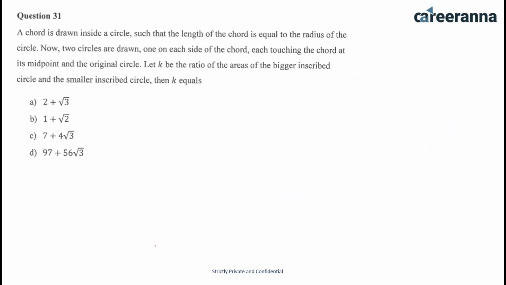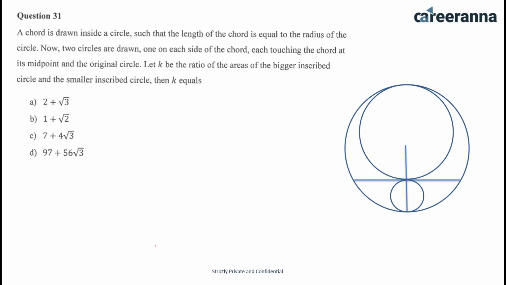A chord is drawn inside a circle such that the length of the chord is equal to the radius of the circle. Now two circles are drawn, one on each side of the chord, each touching the chord at its midpoint and the original circle. Let K be the ratio of the areas of the bigger inscribed circle and the smaller inscribed circle, then K equals. The main thing about this question is that we should learn how to make diagrams. So let's see how we can make our diagram for this question.